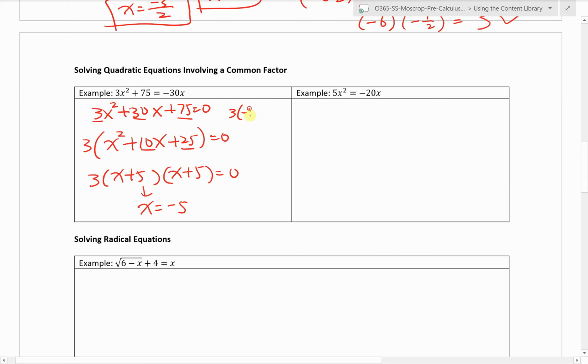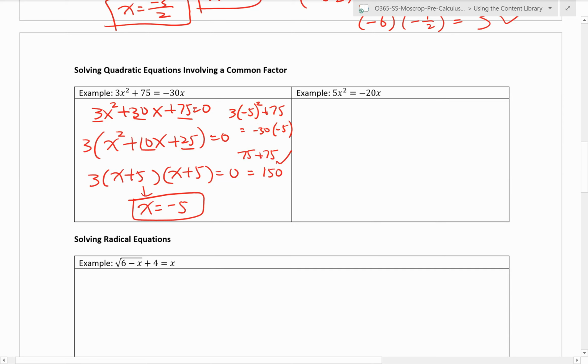I will do it here: negative 5 squared plus 75, and we want to see if this is indeed equal to negative 30 times negative 5. Okay, so negative 5 squared is 25. 25 times 3 is 75, so we end up with 75 plus 75. Negative 30 times negative 5 is 150. Indeed, 75 plus 75 is 150, so we know we did it right.